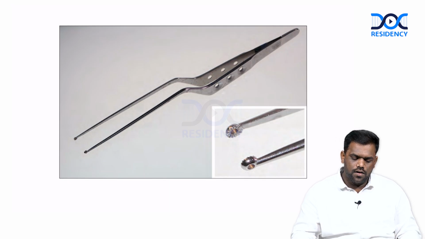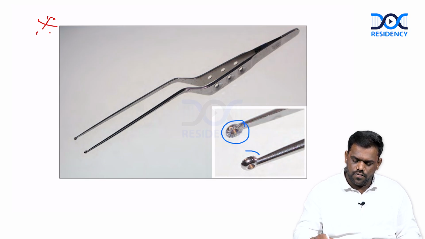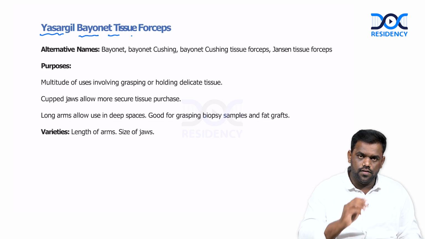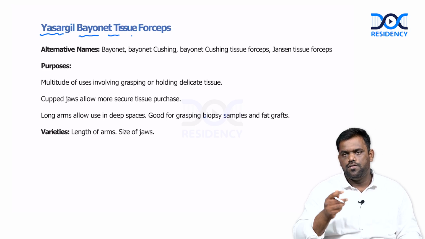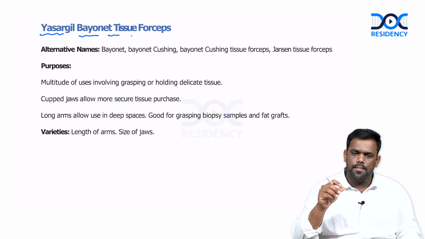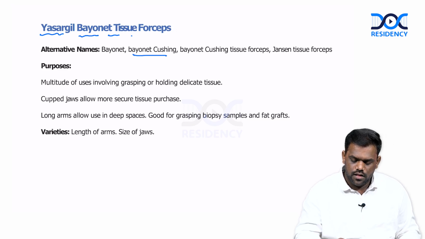So identify this important instrument in neurosurgery. It looks like a bayonet, but you see this tip, it is used to hold something very precisely. So this is called Yasargil bayonet tissue forceps. A usual bayonet tissue forceps should not have a tip like this. Here the tip is like a cup. It is used to hold important delicate structures. So it's otherwise called bayonet Cushing.